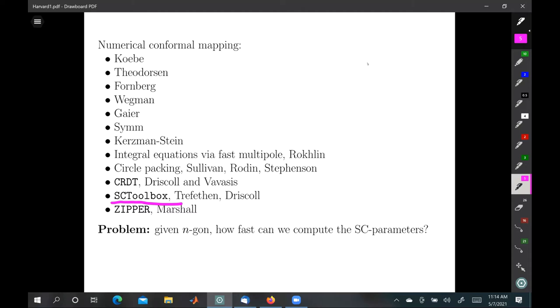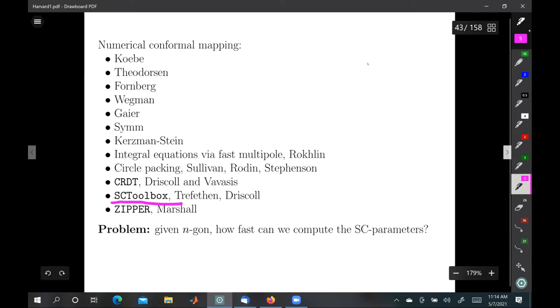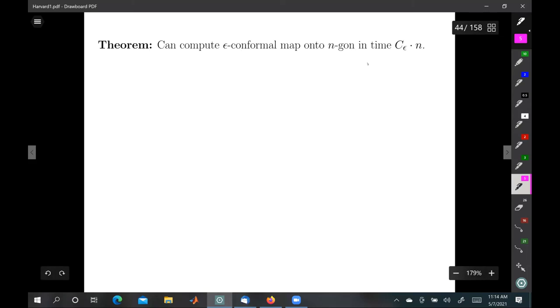And after about 5 years of struggling with this, found that there was such an answer. And so the answer was, you can actually compute the conformal map to an n-gon in basically linear time, but there's a constant which depends on how accurate you want. And there's a notion of epsilon conformal, meaning it's not exactly the conformal map, but it's an epsilon approximation. It's good to within epsilon of that. So there's a constant depending on the accuracy you want. But other than that, it's a linear time algorithm.